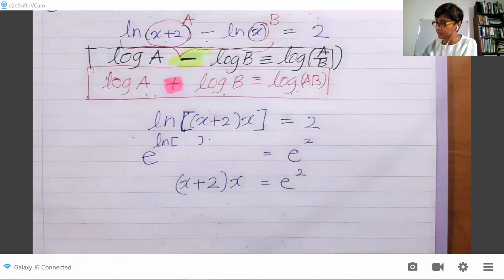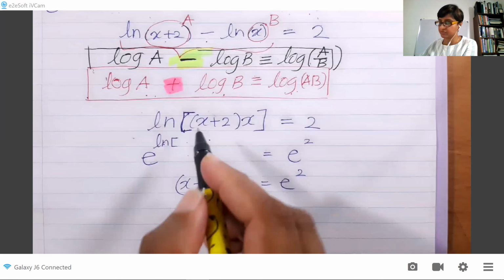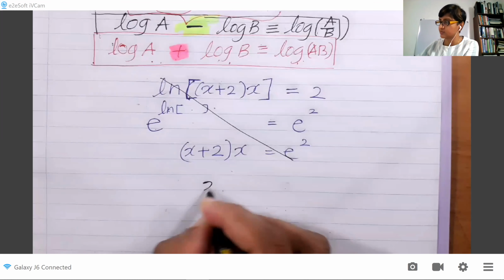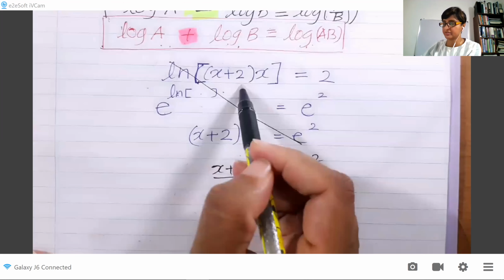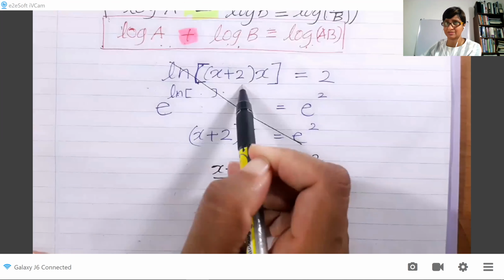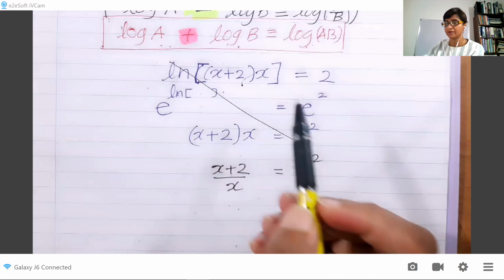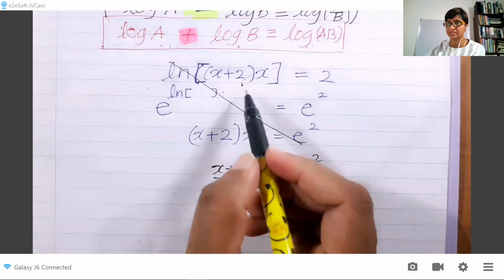Now I'm going to jump, okay? So finally what you're going to get here is x plus 2 over x is equal to e to the power of 2. So you correct these steps. I'm disappointed in you because you didn't notice my mistake. I don't know whether you have fallen asleep there on the other side.